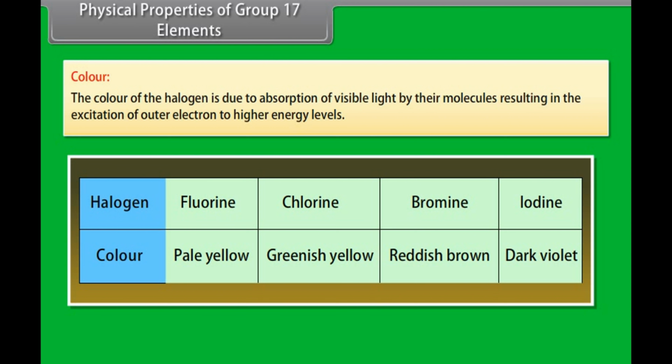Color. The color of the halogens is due to absorption of visible light by their molecules, resulting in the excitation of outer electron to higher energy levels. The color deepens down the group.